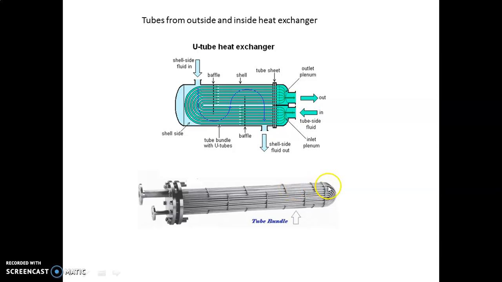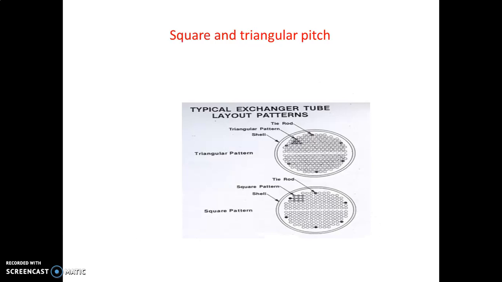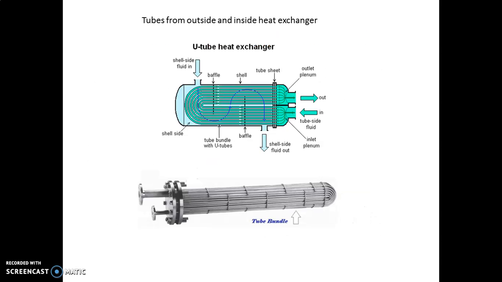A lot of tubes are placed in a cylindrical casing, so it is called a tube bundle. These tubes have a U shape like this, so it is called a U-tube heat exchanger. The tubes may also be parallel like this. We will discuss that matter later.